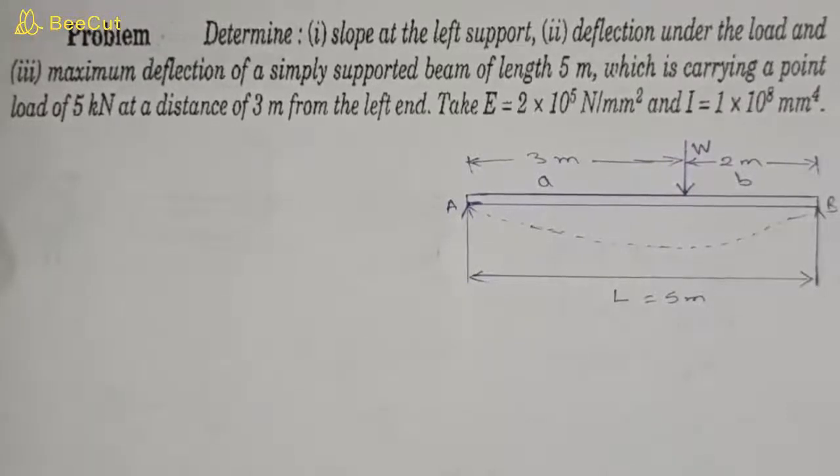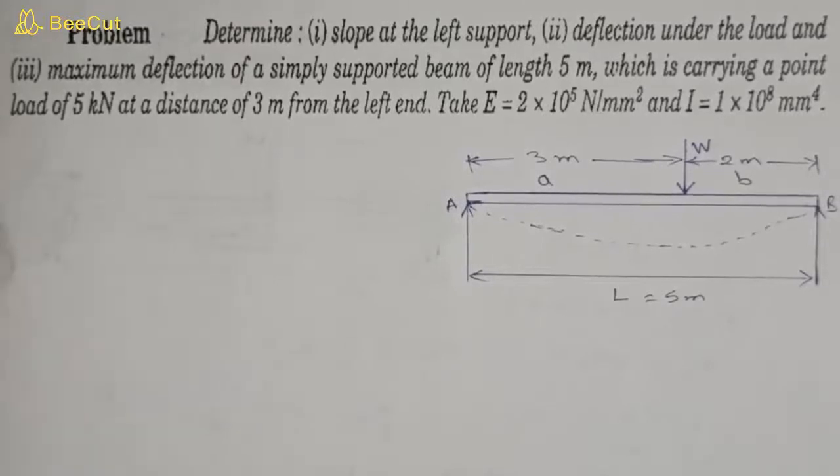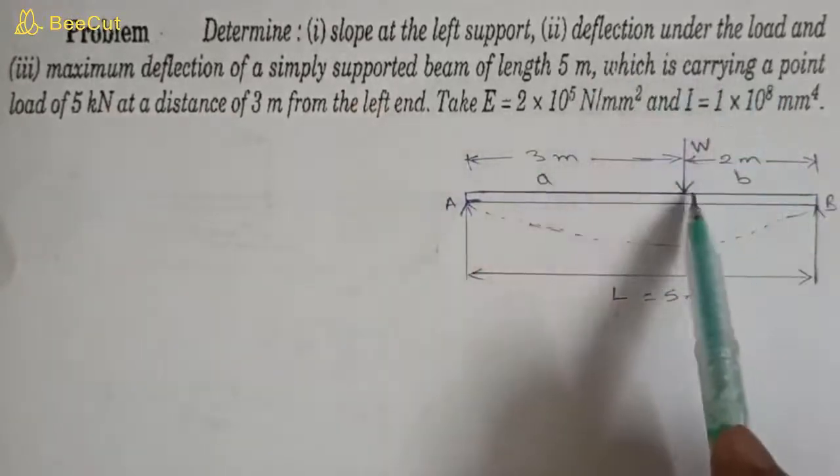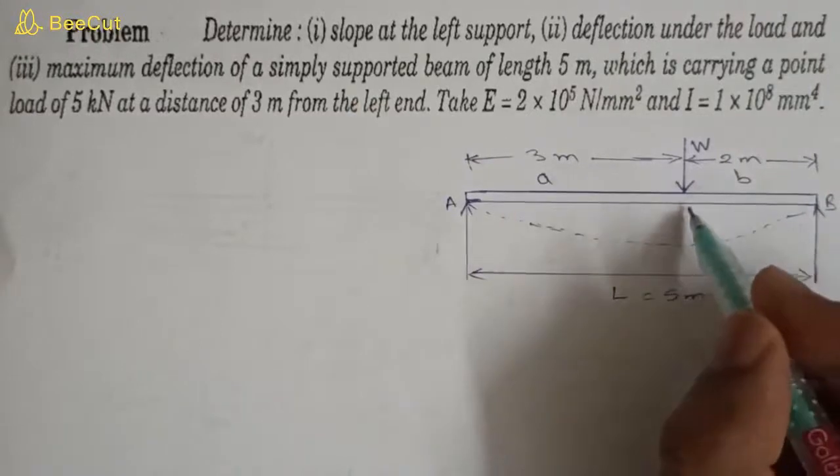So in this video we will continue our topic deflection and beams, and in this video we will start a new method called Macaulay's method. So what is the question? We have to find the slope at left support A, deflection under the load here. What is the deflection Y?